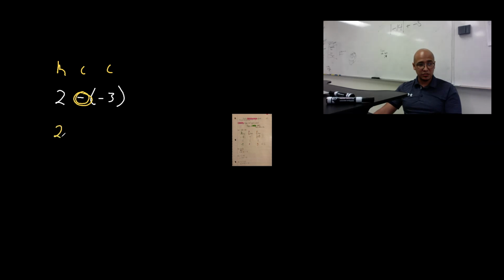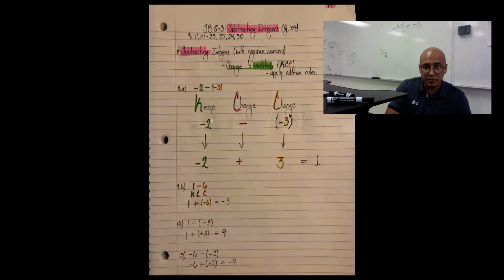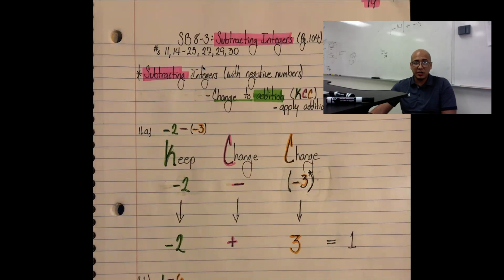So we're going to keep the positive 2. We're going to change the subtraction to addition. So now it's addition, which is awesome. And we're going to change the negative 3 to a positive 3. Ladies and gentlemen, look, 2 plus 3. What's 2 plus 3? It's 5. That is the answer, ladies and gentlemen. Once you change it to addition, then just follow the addition rules. They're both positive. They're going in the positive direction. So it's going to be positive 5. That's it. And for reference, these are my notes from back then. This is number 19. So just as before, when we're subtracting, we're not going to subtract. We're going to change it to addition using KCC.